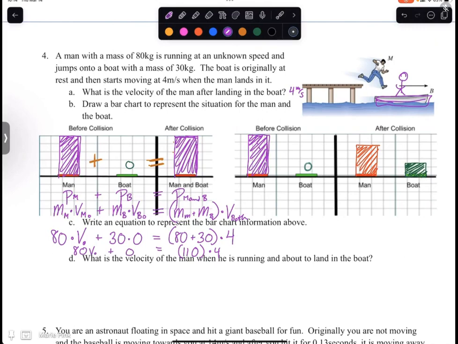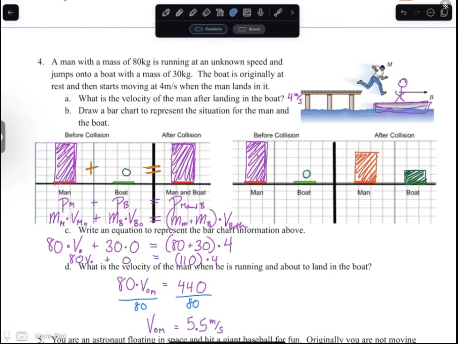I'm just going to keep going right into part D because that's where I solve for V naught, or the starting velocity of my man. So I have 80 times the starting velocity of the man is equal to 110 times 4, which is 440. Then to get that 80 to the other side, I divide both sides by 80. And I get a velocity of 5.5 meters per second for the starting velocity of my man.